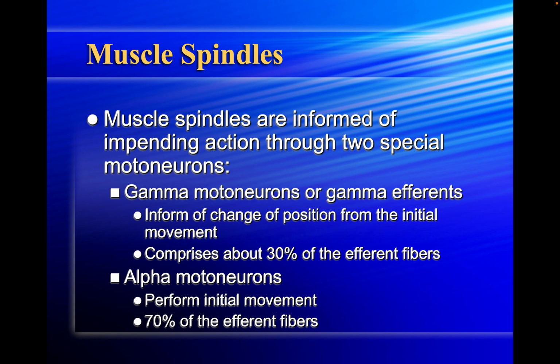Muscle spindles are informed of impending action through two special motor neurons. Gamma motor neurons, or gamma efferents, inform of change of position from the initial movement. Comprises about 30% of the efferent fibers. Alpha motor neurons perform initial movement. That's about 70% of the efferent fibers.